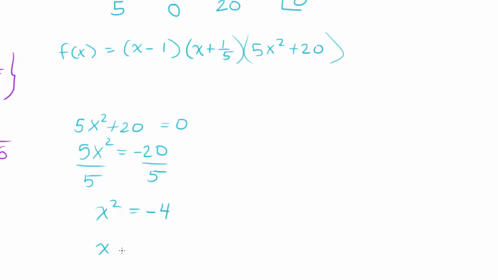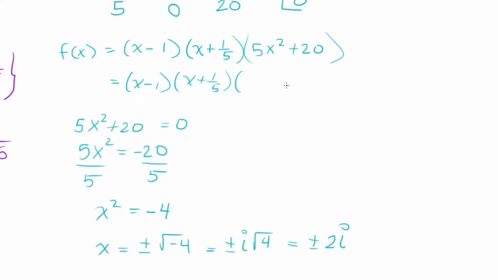Which means that x is plus or minus radical negative 4, which is plus or minus i radical 4, which is plus or minus 2i. Okay, remember i is the square root of negative 1. That's why we had to change it to i, the imaginary number. So now the final factorization for this polynomial is x minus 1 times x plus 1/5 times x minus 2i times x plus 2i. And that will be your answer.